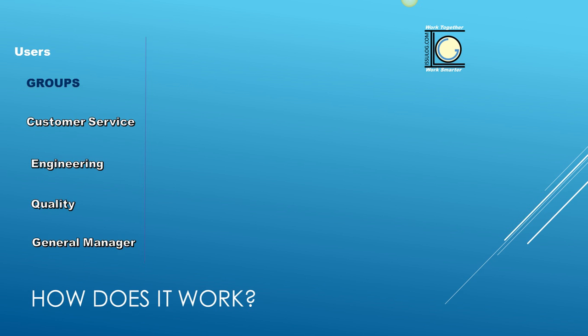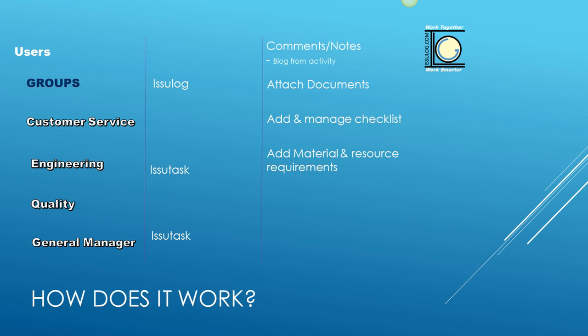And the main activity in Issulog is actually what we term an Issulog. And this consists of secondary activities, which are issue tasks in the process. And an Issulog can have many issue tasks, as you can imagine. So you can add comments and notes to those issue tasks or the issue log in progress. You can log the activity. You can attach documents, manage checklists, create standard checklists that you can use, and you can also add any standard requirement to the operation you are doing, and you can cost them as you go along.